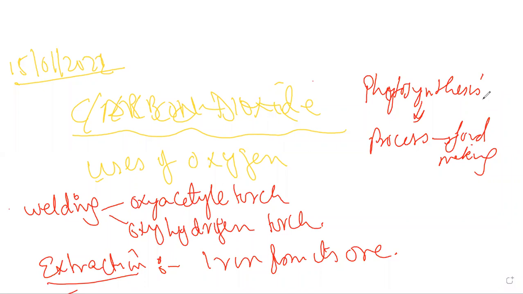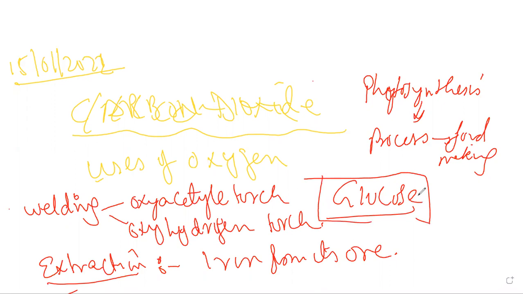Here also the use of water is there. It combines with the carbon dioxide and forms glucose plus oxygen. Glucose is prepared, glucose and oxygen. Glucose is present along with the O2. So till here, is it clear to you? Yes, sir.